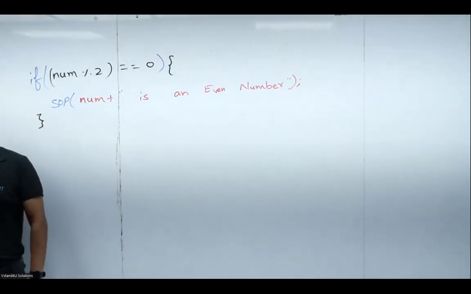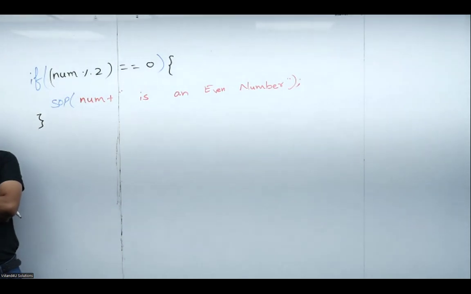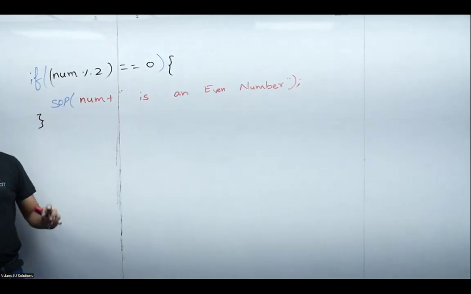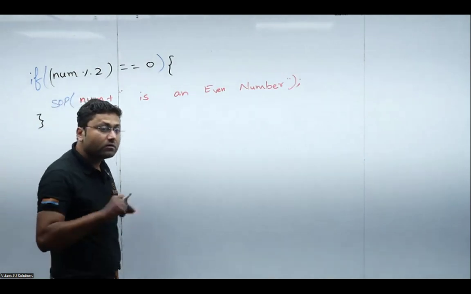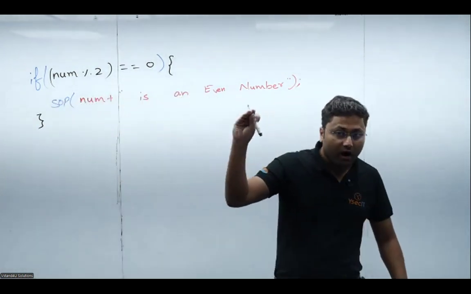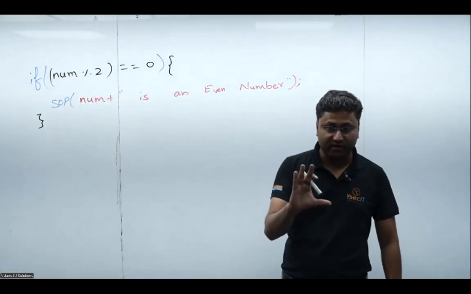Agree? Now the point is this will tell whether a given number is even or odd. If a given number is even, it will print it. But I want all the numbers from 1 to 100. In that case, pay attention, very important.